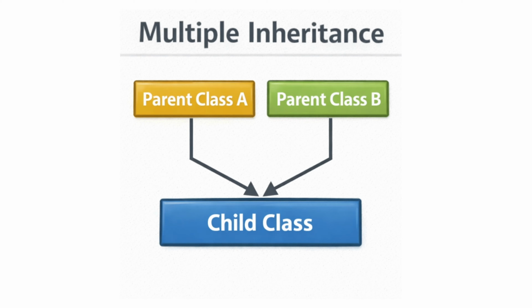Hi friends, if a class inherits properties and methods of more than one class, then it is called multiple inheritance. Let's implement multiple inheritance.